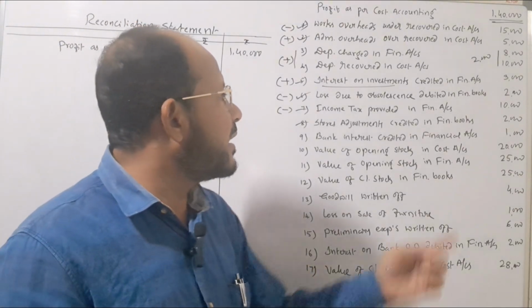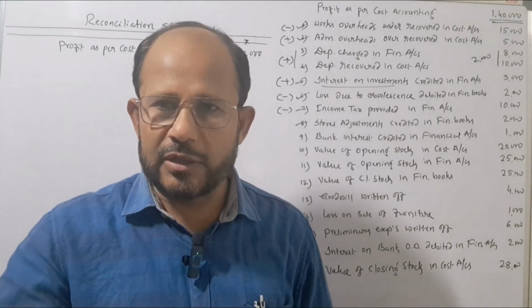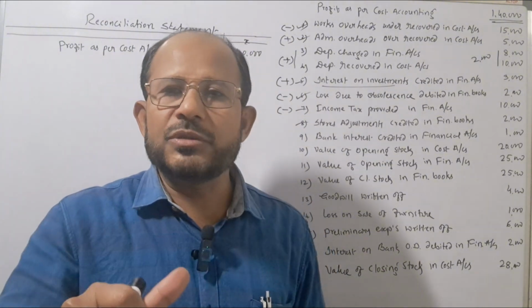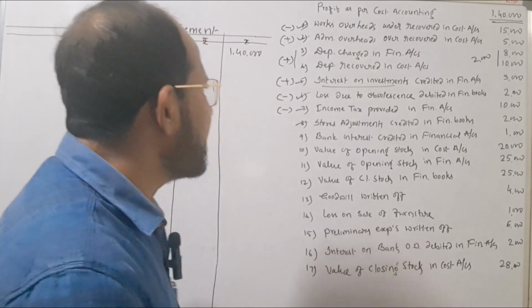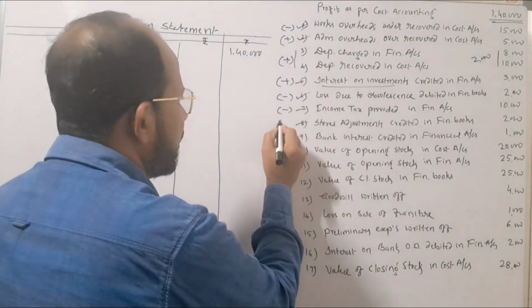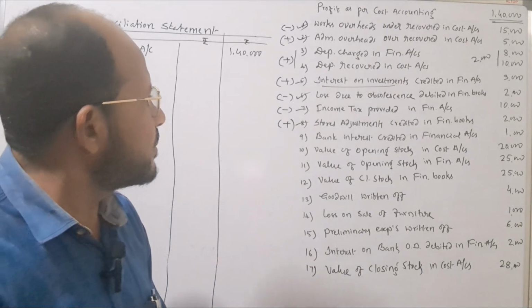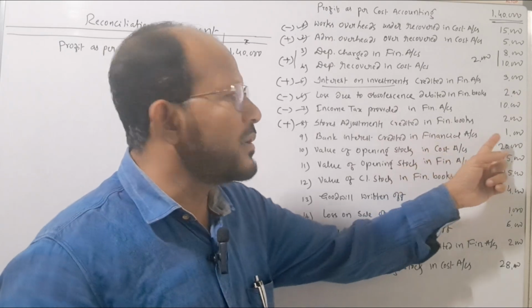That is why here, if this income is not recorded in costing books, costing book nalli record ಮಾಡದೇ ಇದ್ದಾಗ, what happens here, our profit as per costing books will be less by rupees 2,000. That is why in order to reconcile, in order to reach our target, what we need to do is we have to add it to the costing profit as well. Bank interest credited in financial accounts.